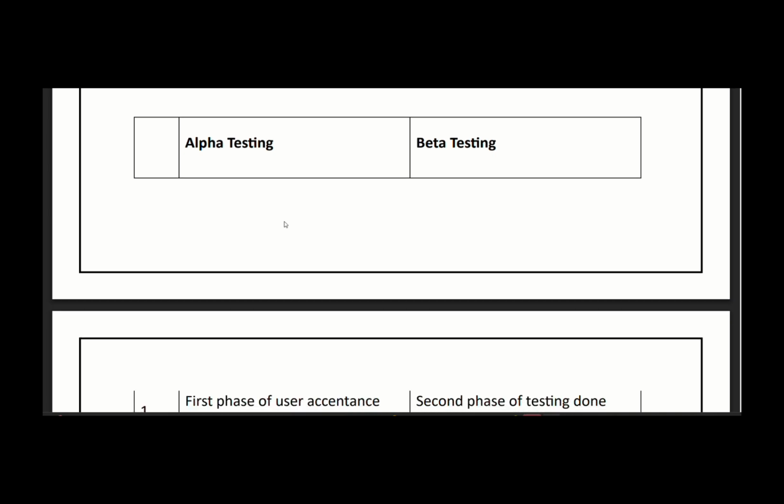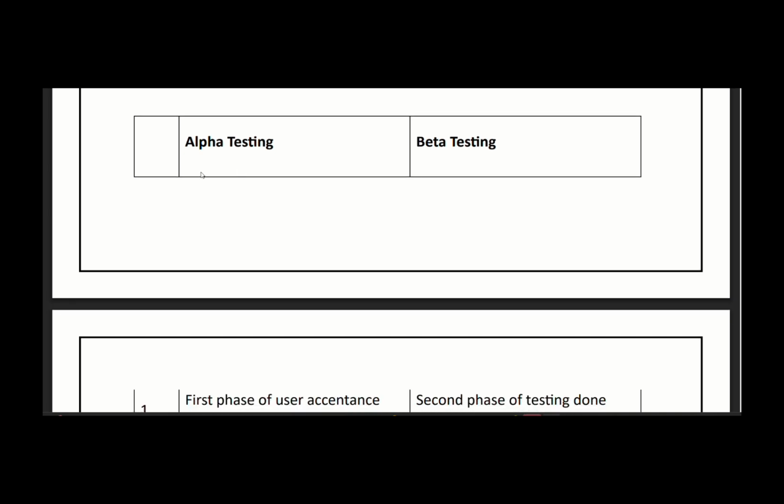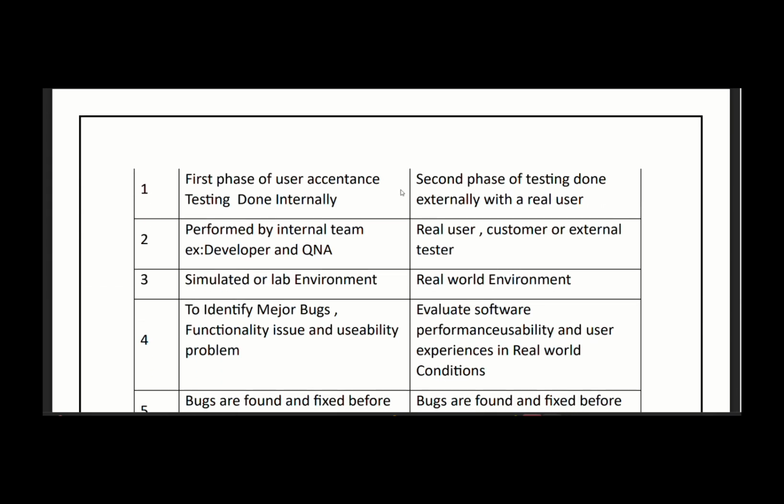And now the difference between alpha testing and beta testing. First, alpha testing is the first phase of user acceptance testing, which is done internally. Beta testing is the second phase of testing, which is done externally with the help of users. Alpha testing is performed by the internal team, for example developers and QA. Beta testing is done by real users, customers or external testers.